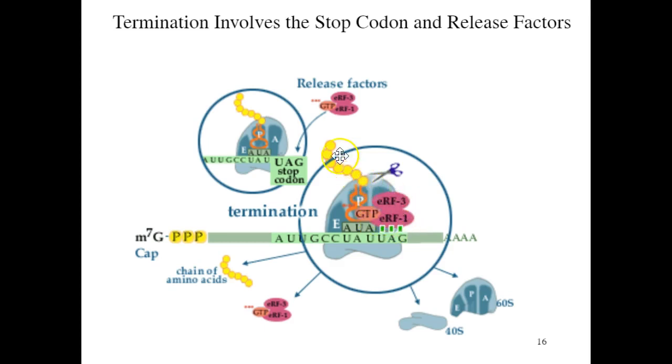That will trigger the release of the polypeptide. Each of these yellow balls is supposed to be an amino acid. And then the ribosome will detach from the messenger RNA molecule, and it will actually separate. So it goes back to being a large and a small subunit separated.